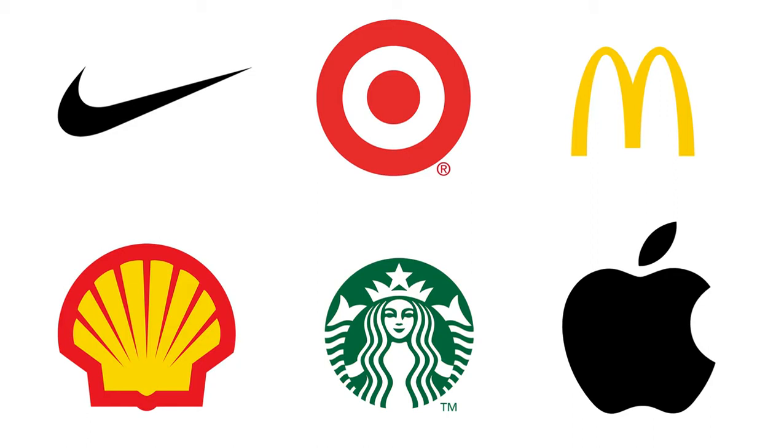As you can tell, we talked a little bit about the Nike logo. Now the first thing right off the bat that you notice is the bright colors, like within the Target logo, the McDonald's logo, and the Shell logo. They're all pretty simple, but they get the point across and they have bright, eye-catching colors.